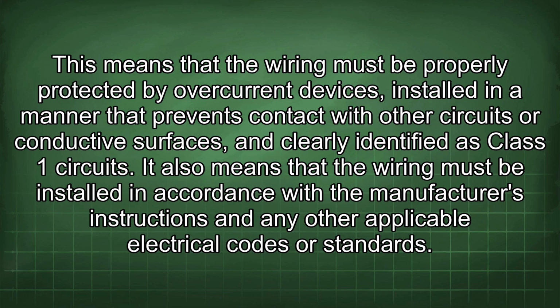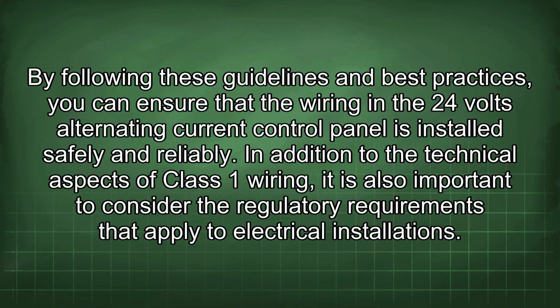It also means that the wiring must be installed in accordance with the manufacturer's instructions and any other applicable electrical codes or standards. By following these guidelines and best practices, you can ensure that the wiring in the 24 volts alternating current control panel is installed safely and reliably.